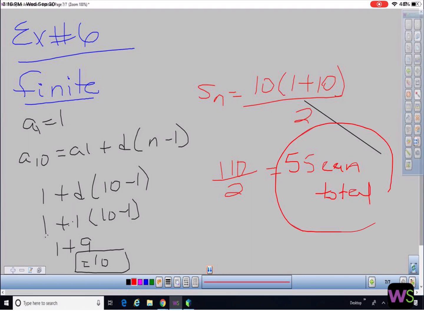So that's how you could use the finite. You have to find what this value is and plug it in, so then you can go through and find your total answer using the finite arithmetic series. So look back at this. If there are questions, let me know.